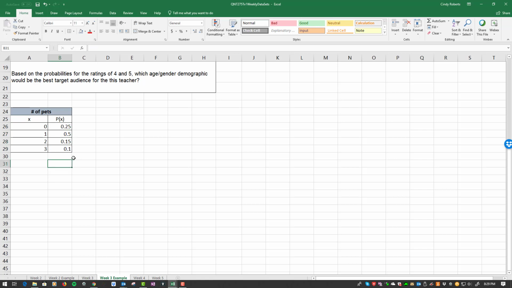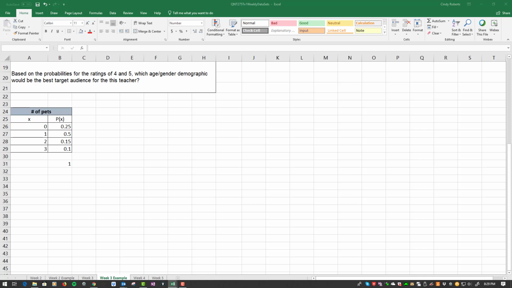Now, one thing you should always check is, does your probability distribution add to, drum roll, what's the answer? 1. If they don't add to 1, then something's wrong. All probability distributions need to add to 1.